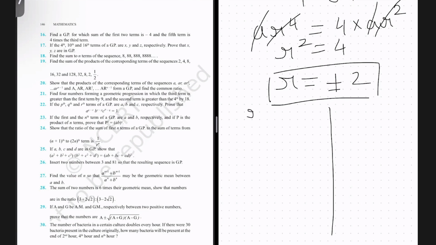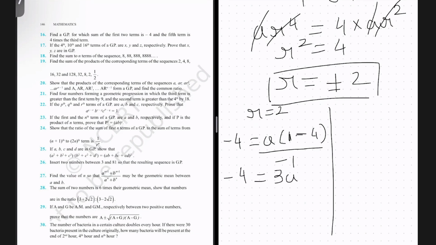So for r equals 2, we have -4 equals a, 1 - r^2 is now going to be -3, and in the denominator you have 1 - 2, so that is going to be -1, right? So multiply that, and what you finally get is -4 equals 3a, correct? What I've done is I've just cancelled the -1 off and reversed the sign of the numerator from here to here. So I have 3a equal to -4, and a would then be -4 by 3, right?